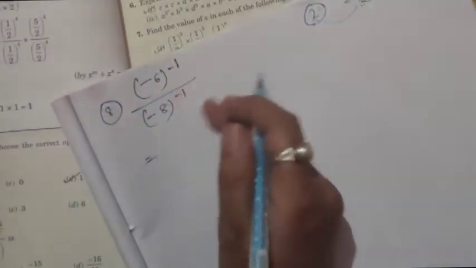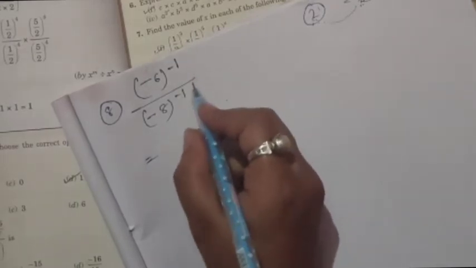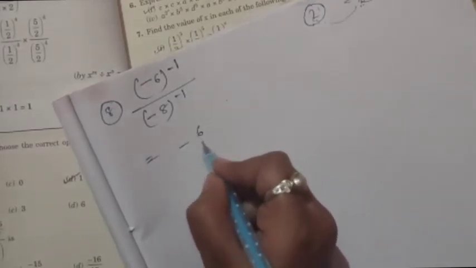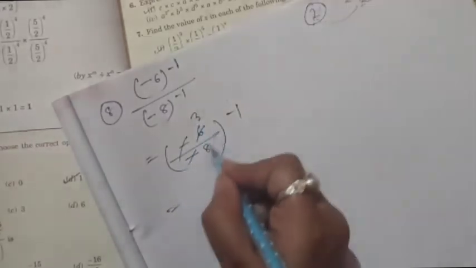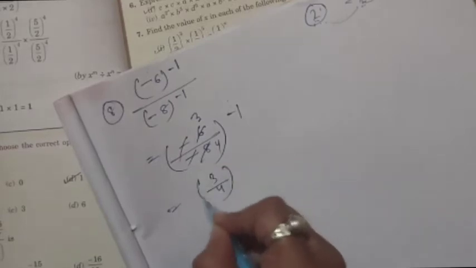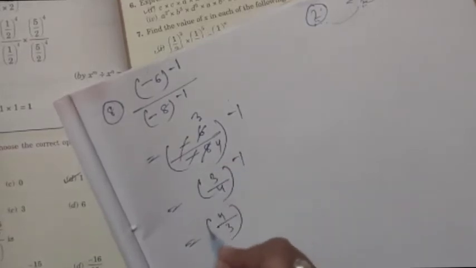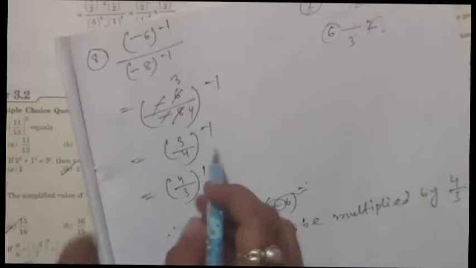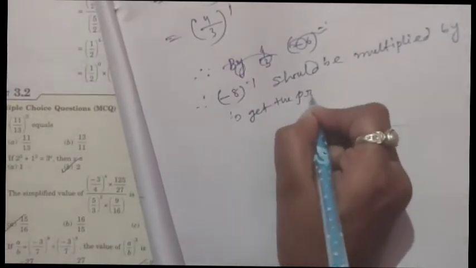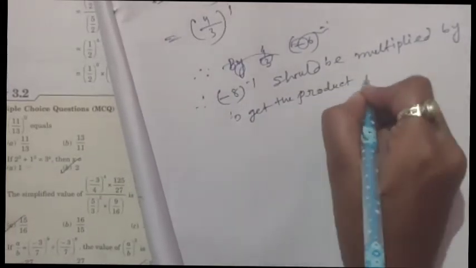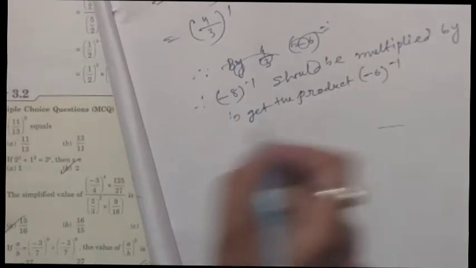Okay, so the bases and powers are the same, so you have to take this power as common. 3 twos are 6, 4 twos are 8. 3 by 4 raised to the power minus 1, that is 4 by 3 raised to the power 1. So minus 8 to the power minus 1 should be multiplied by 4 by 3 to get the product minus 6 raised to the power minus 1.